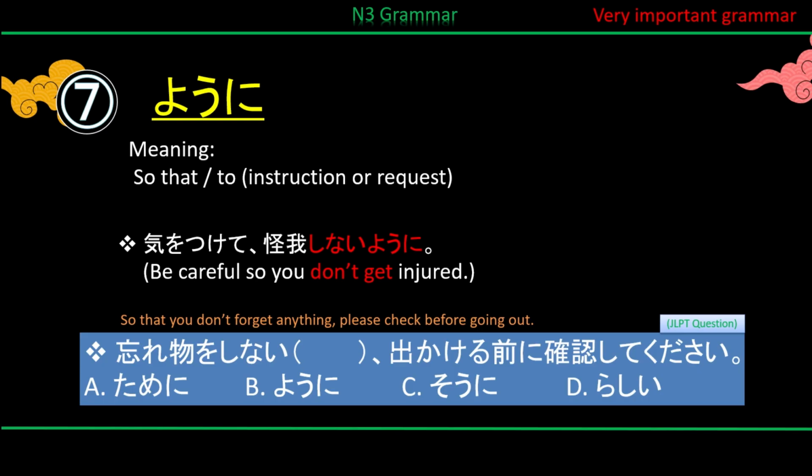So at this point, some students choose tameni because they learn tameni in JLPT N4. But this is exactly where you need to be careful. Tameni is used when the subject can intentionally control the action. However, not forgetting something is not fully controllable. It's a state or result. That's why yoni is the correct choice here.